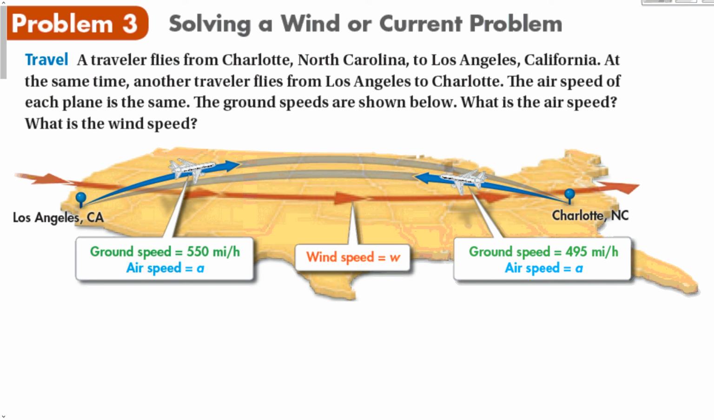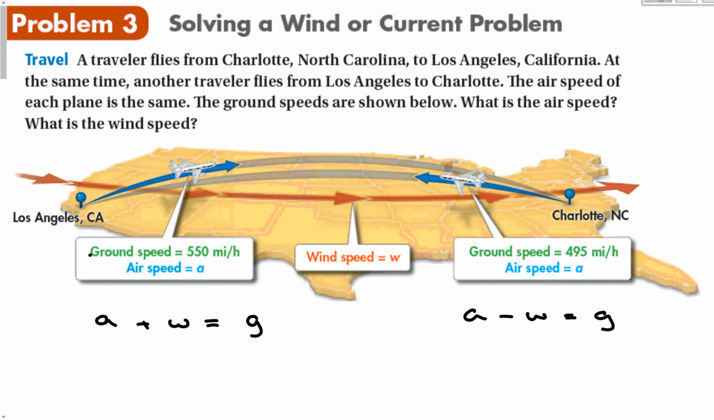So a traveler flies from Charlotte, North Carolina to Los Angeles, California. At the same time, another traveler flies from Los Angeles to Charlotte. The airspeed of each plane is the same. If the ground speeds are shown below, what is the speed of the air? Okay, so let's set up a few equations with the first plane and the second plane. Let's not use x. All right, so we have our airspeed plus the wind speed is equal to the ground speed. And the same thing here, the airspeed, but now you're going against the wind. So minus the wind speed is equal to the ground speed.